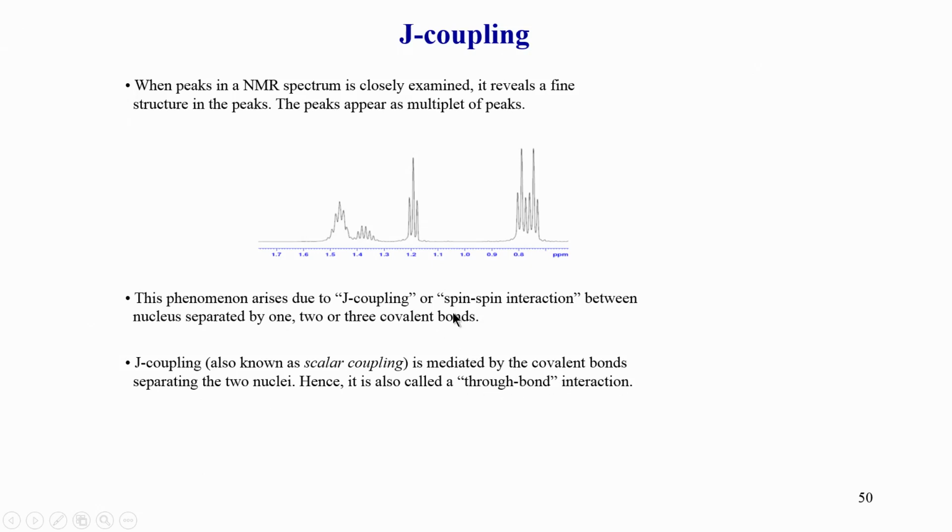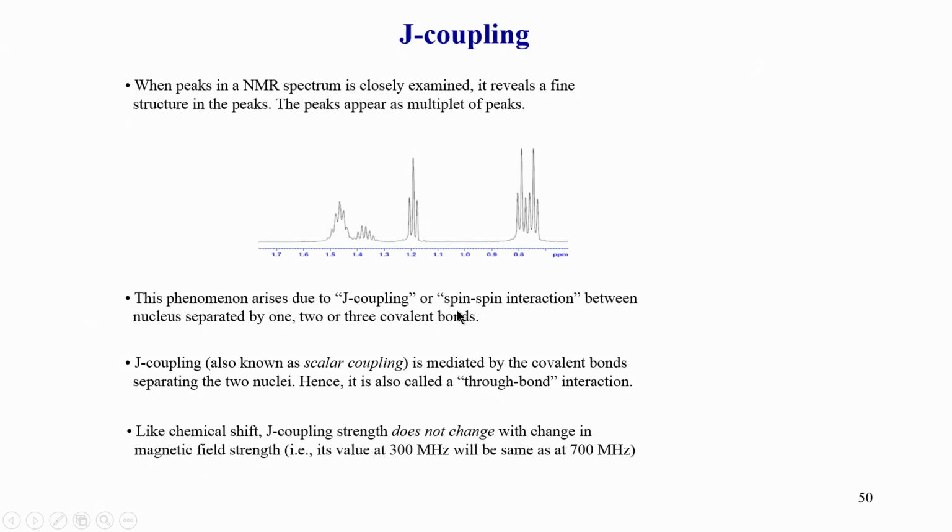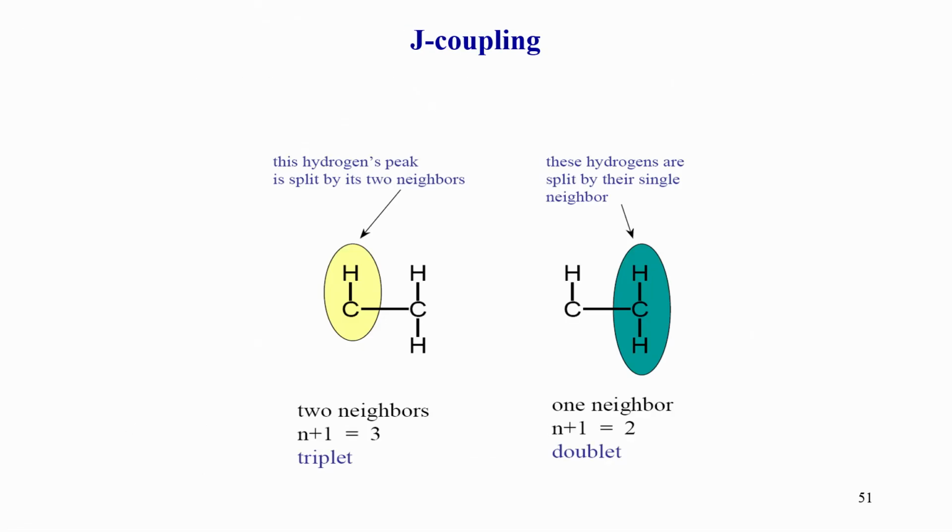So, let us go through J coupling briefly. How does J coupling affect the spectrum? This is shown here as an example. Let us say you have a spin system or a molecule like this.